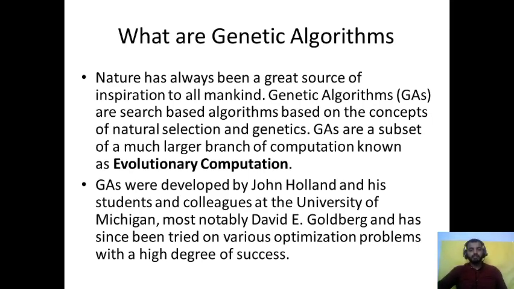Now, genetic algorithms were developed by John Holland and his students and colleagues at the University of Michigan, most notably David E. Goldberg, and have since been tried on various optimization problems with a high degree of success. What it says is that it was developed by John Holland and his students and colleagues at the University of Michigan, most notably David E. Goldberg, and has since been tried on various optimization problems with a high degree of success.